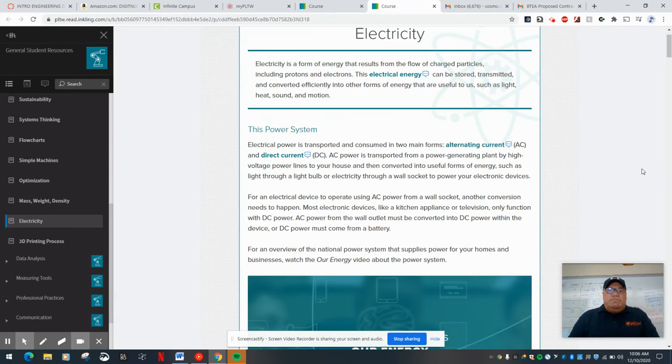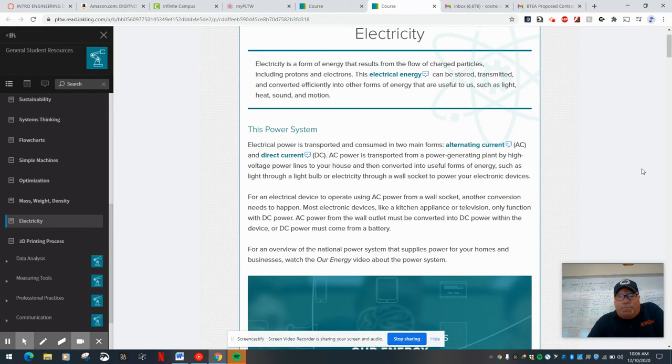So electricity is a form of energy that results from the flow of charged particles, including protons and electrons. This electrical energy can be stored, transmitted, and converted efficiently into other forms of energy that are useful to us, such as light, heat, sound, and motion. All right, so power systems.